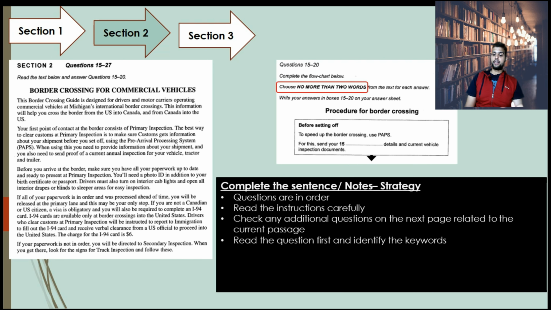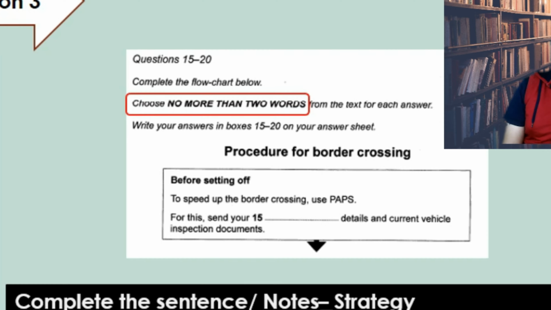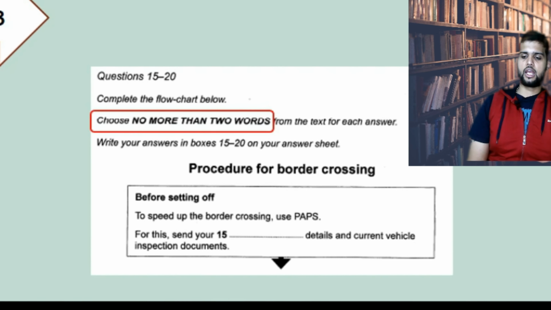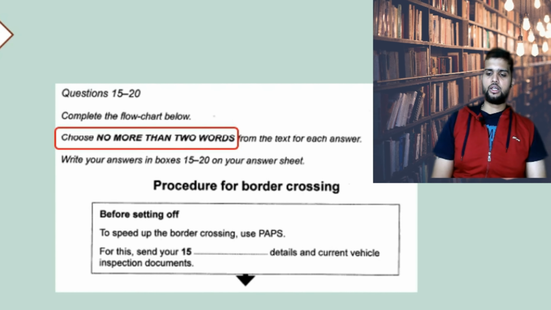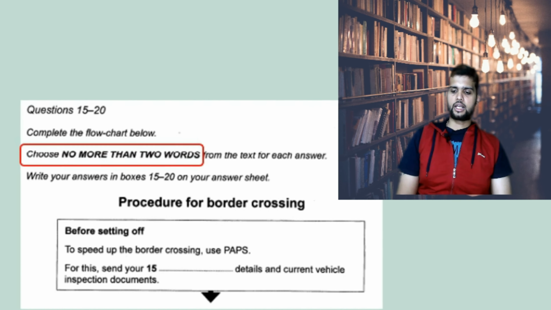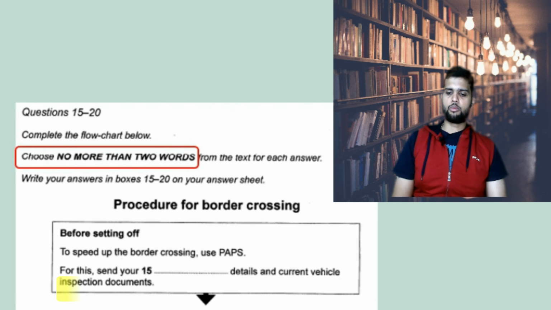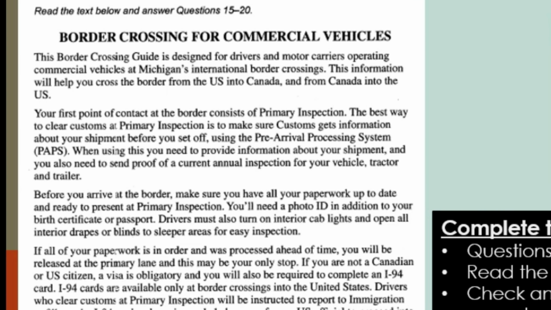So read the questions first and identify the keywords. In this type of questions, the fill in the blanks or complete the sentence or notes, just read the questions first and then highlight the keywords. Over here, the keyword is inspection document, current vehicle inspection documents. So to speed up the border crossing, use PAPS. For this, send your details and current vehicle inspection document. So the keyword is inspection document. With this, you'll have to go over here; something about PAPS they have given. Just look for PAPS.